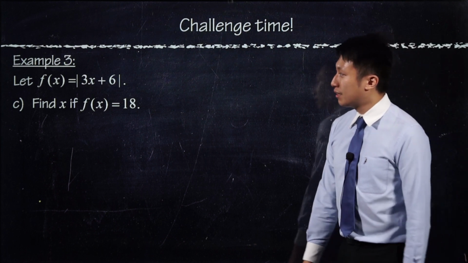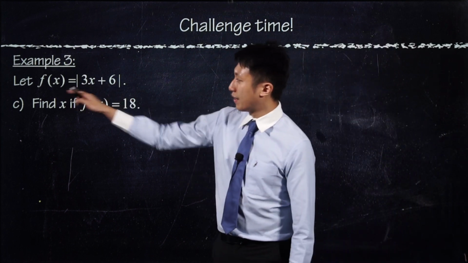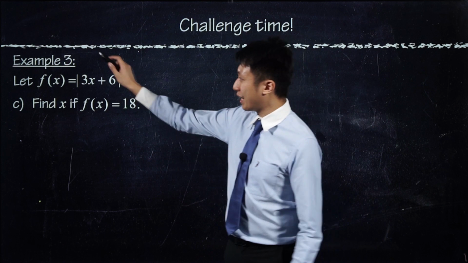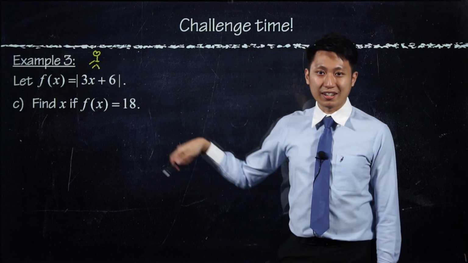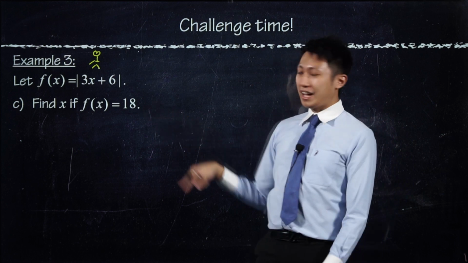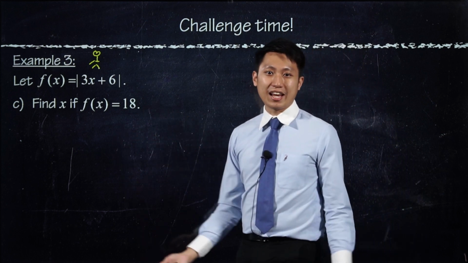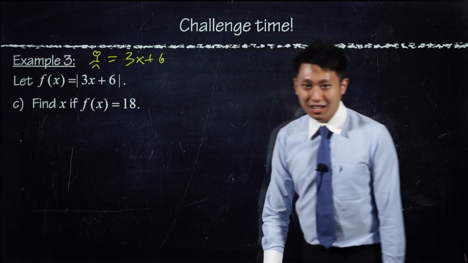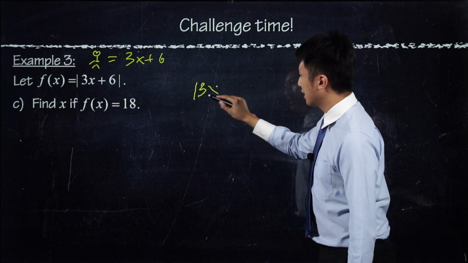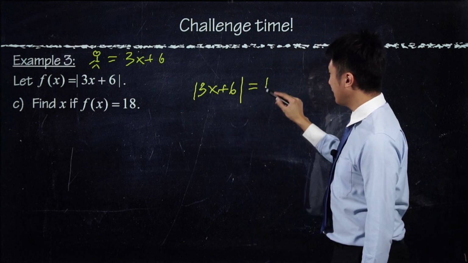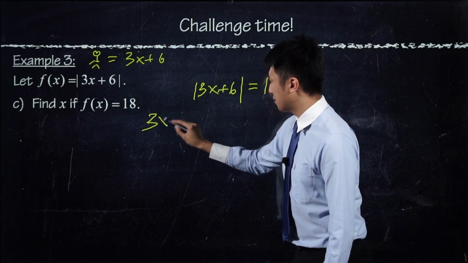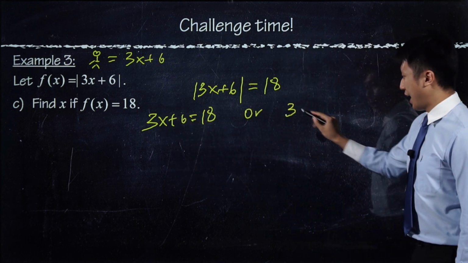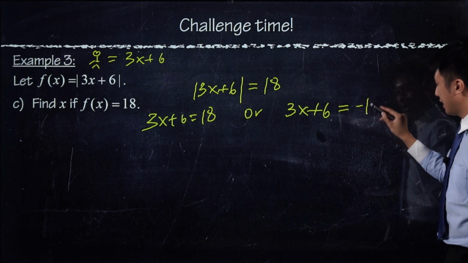Next, I'm going to find this. f(x) is equal to modulus of 3x plus 6. I want to solve for x again. Remember what I said? You put a scalar here, then the scalar modulus is equal to 18. What does it mean? The scalar is equal to positive 18 or the scalar is equal to negative 18. So now you let the scalar equal 3x plus 6 and solve. So 3x plus 6 equals 18, without the modulus anymore, or 3x plus 6 equals negative 18.